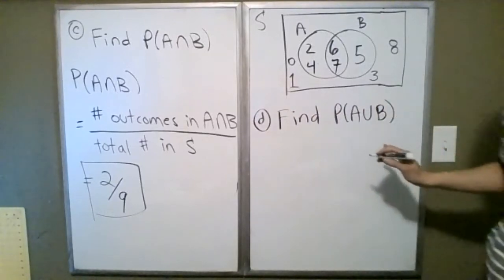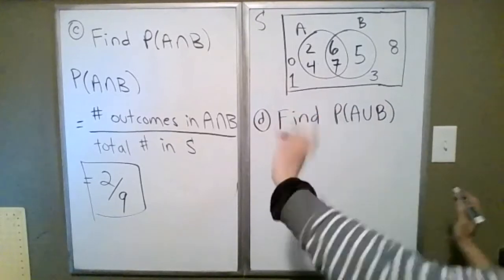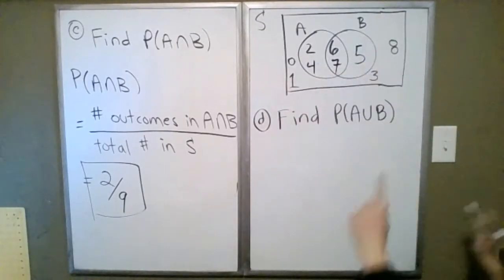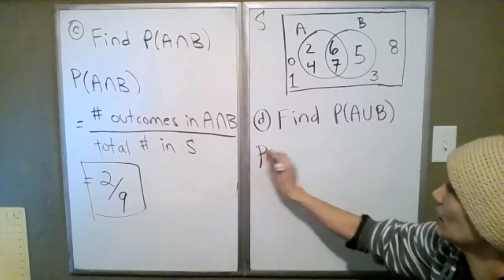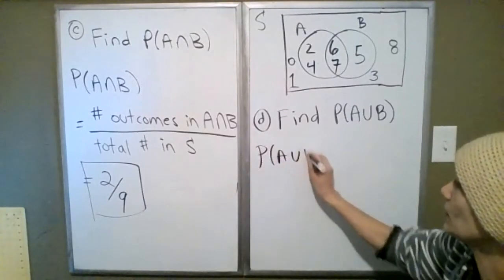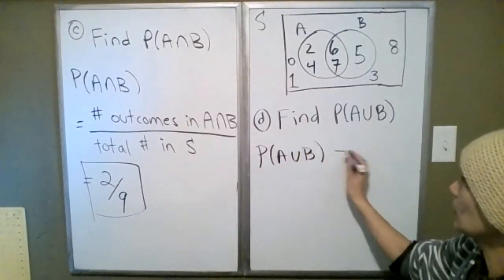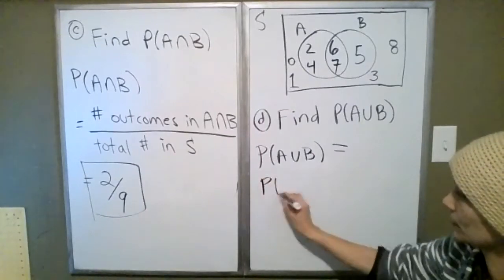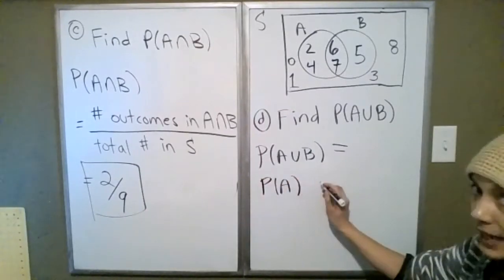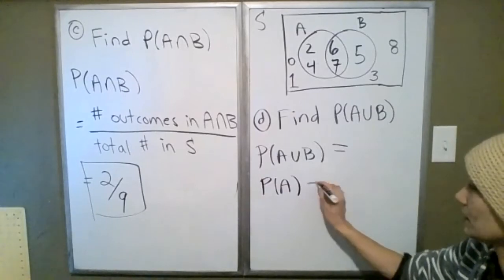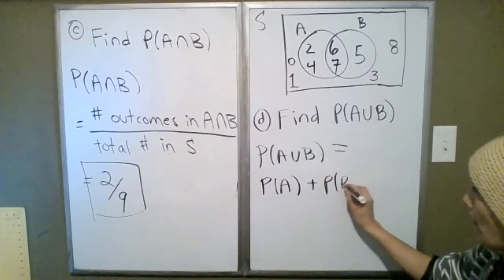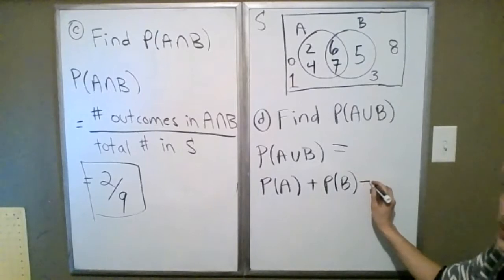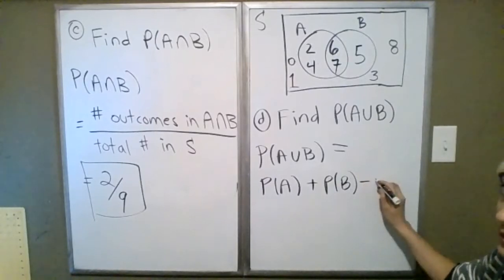This one I will use a formula. I want to use the general addition rule. Probability A union B is equal to the probability of A, add the probability of B, subtract probability of A intersect B.